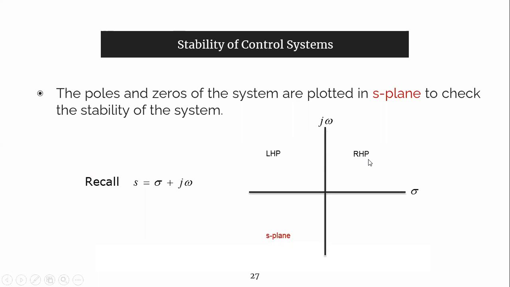Here RHP is the right half plane and LHP is the left half plane, and the entire thing is the S plane, for checking the stability of the system. This axis is the real part, sigma, and this is the imaginary part, the angular frequency omega. In short, we know very well S is in the frequency domain, small s equals sigma plus j omega.